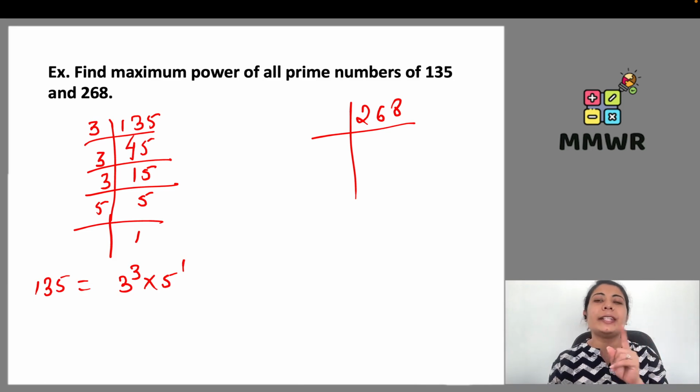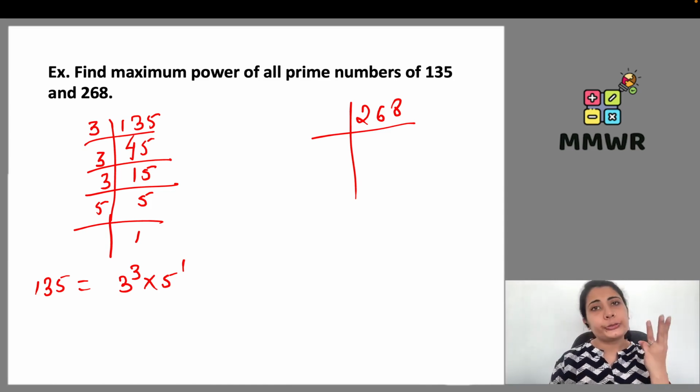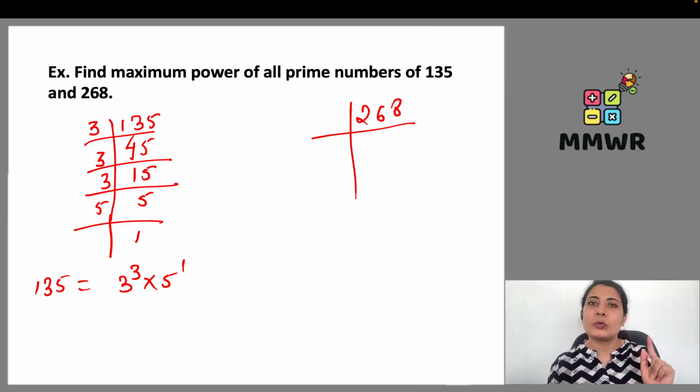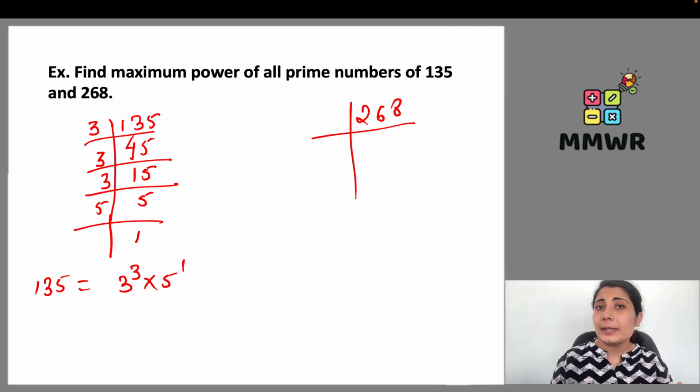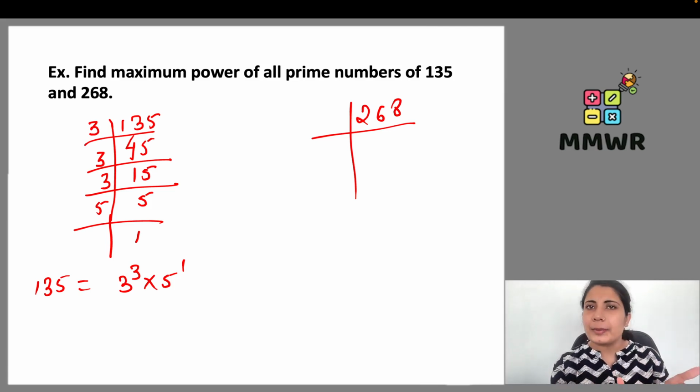So if they ask us to find the maximum power of prime number 2 while expressing 135, prime number 2 has power 0, because in the prime factorization we are not getting 2, right? But the maximum power of prime number 3 is 3. The maximum power of prime number 5 is 1. The maximum power of prime number 7 is 0. For 11 also it will be 0. So whichever number comes in the factorization, that power will be called the maximum power.